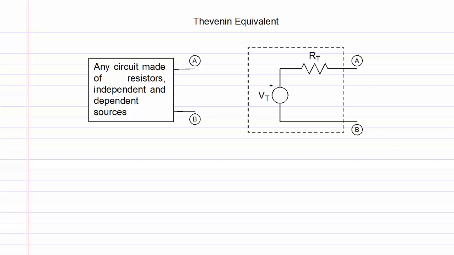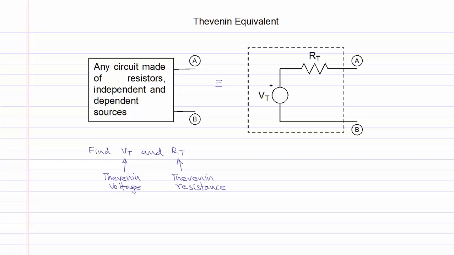Note that the circuit on the left can be very complicated and have many resistors and independent and dependent sources. However, it can be replaced by a very simple circuit which consists of just one voltage source and one resistor. Normally, we will be given the circuit on the left and we will have to find the values of Vt and Rt for the circuit on the right side. The voltage source value Vt is called the Thevenin voltage, and Rt is called the Thevenin resistance.